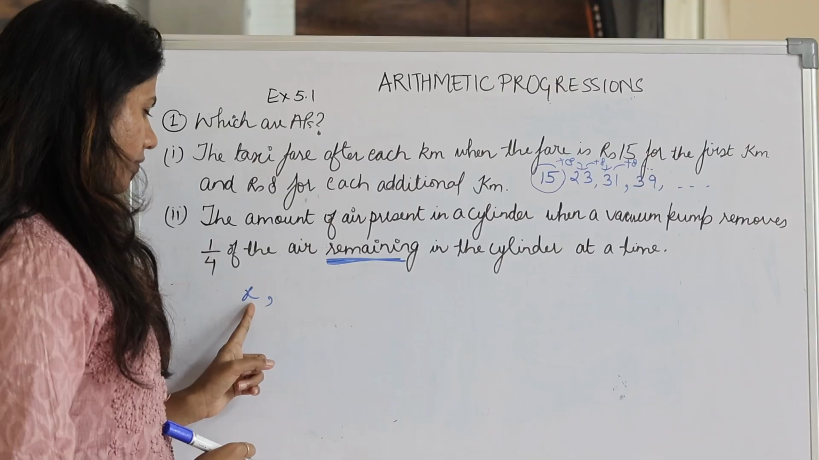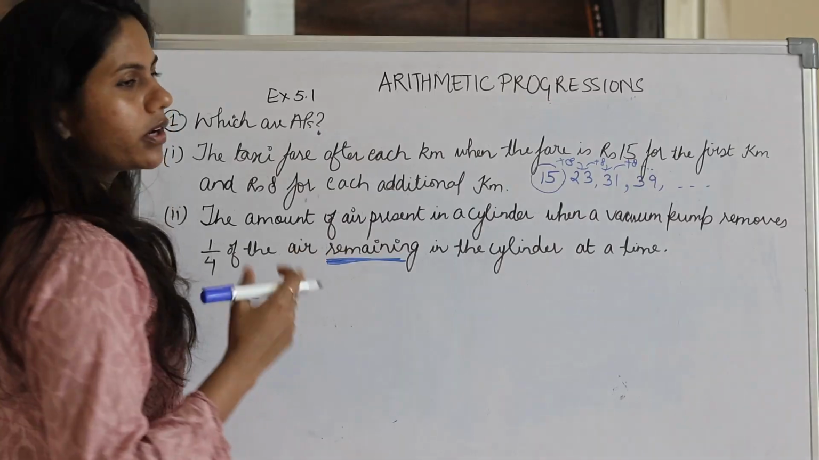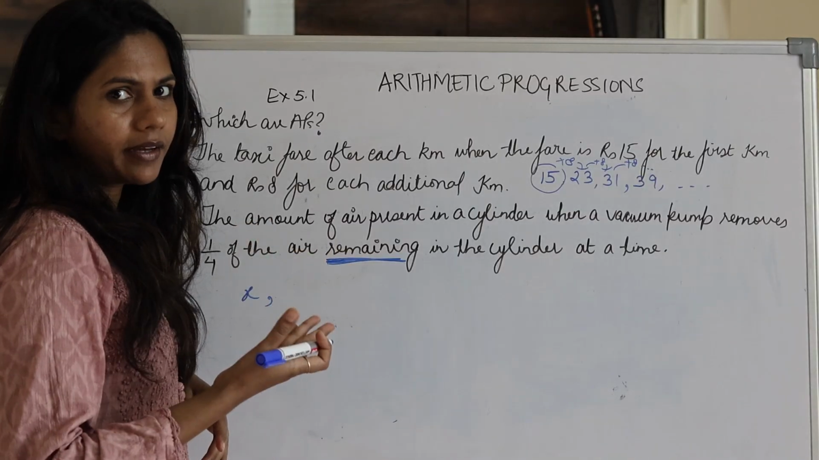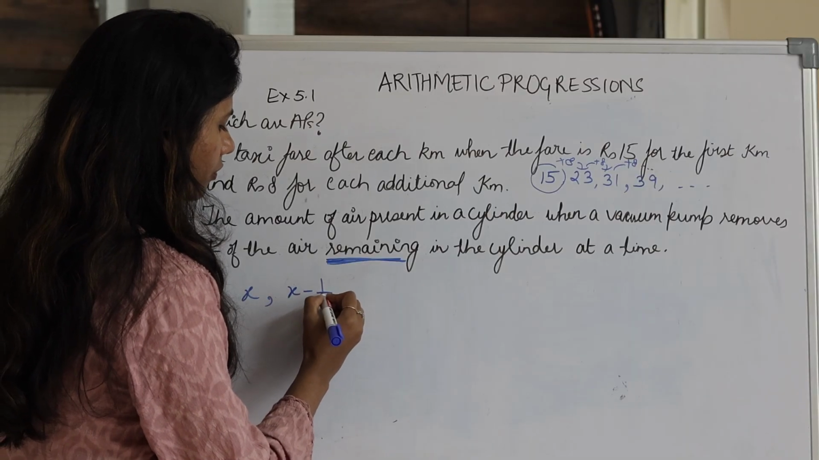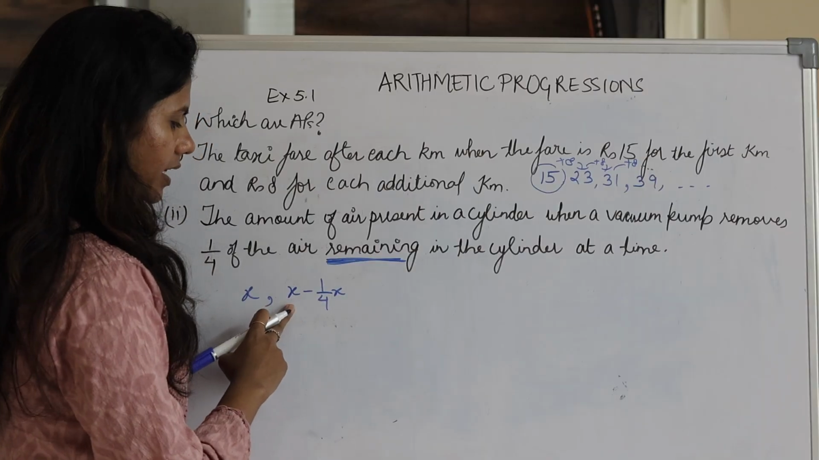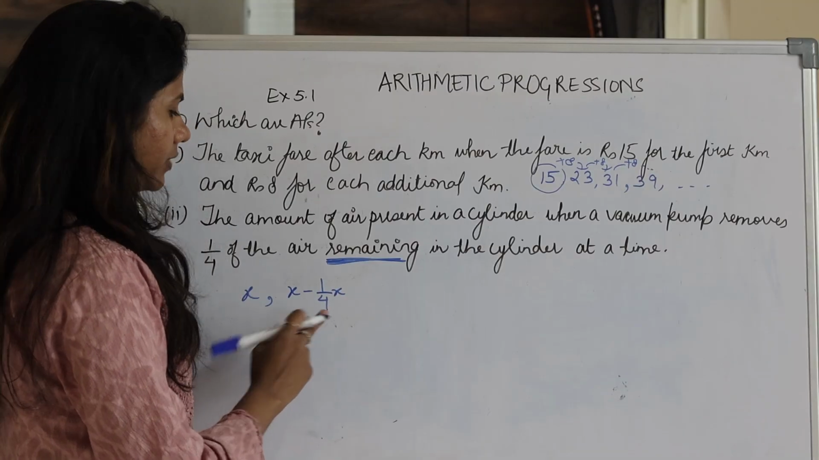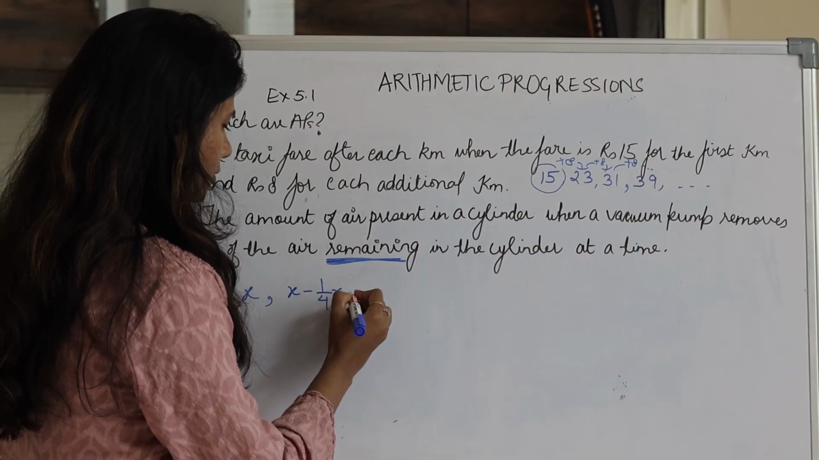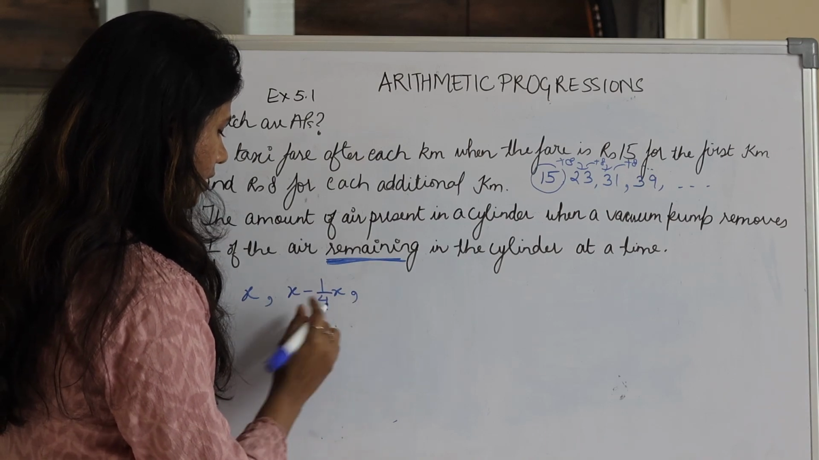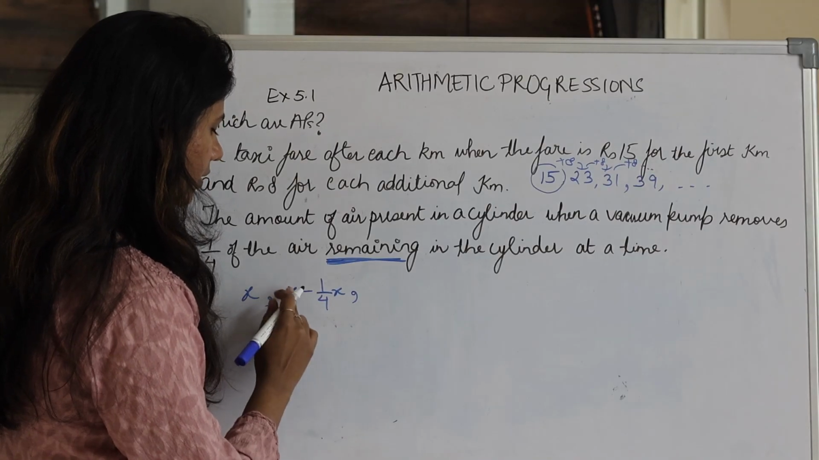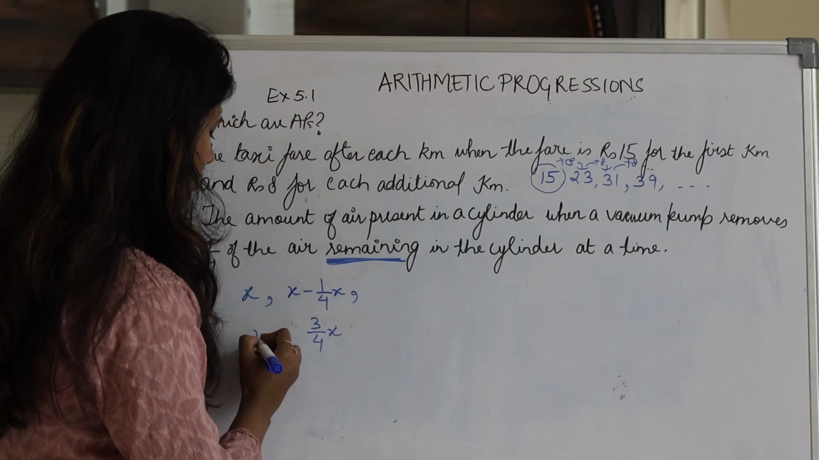So initially the air quantity was X. Now it is removing 1/4 of the air. So what will be the remaining air in that cylinder? X minus 1/4 of X, because X is the initial quantity and the quantity being removed is 1/4 of X. Now let's simplify this. That will be X, and if you solve this, it will be 3/4 X. Okay, 3/4 X is remaining.